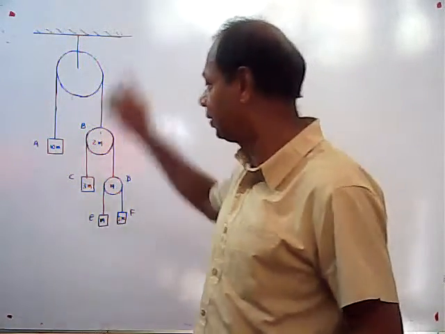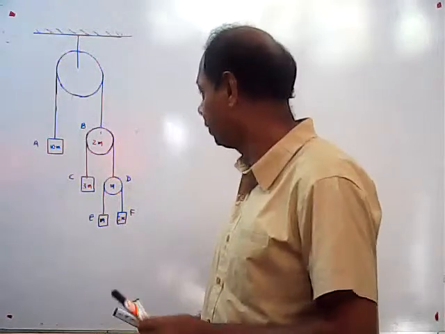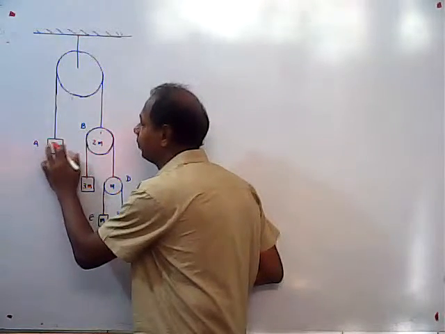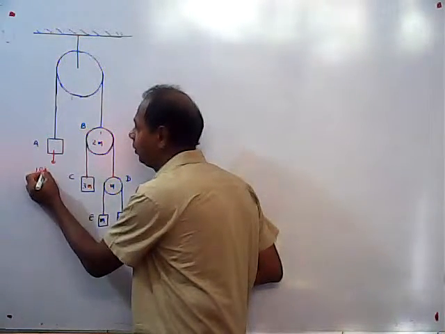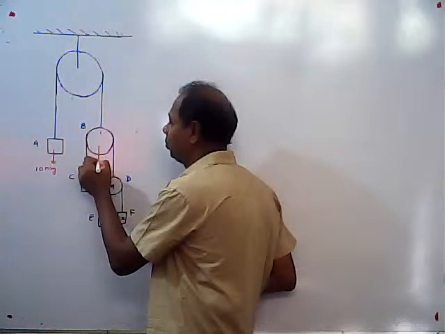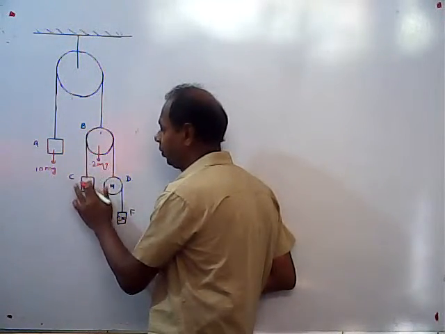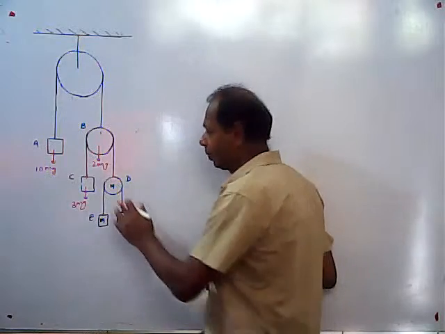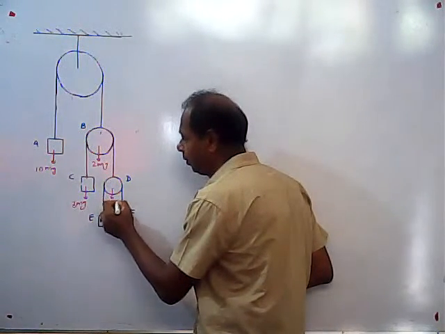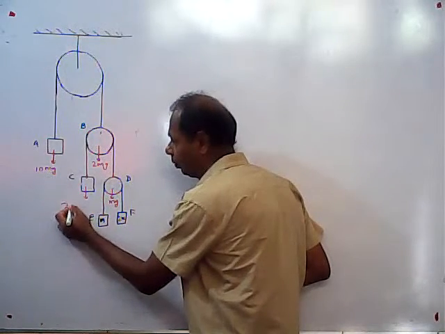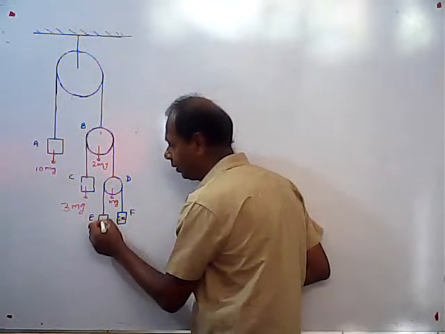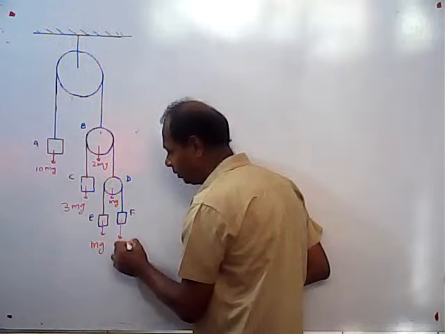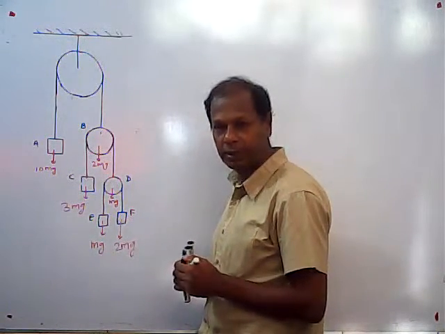forces and accelerations diagram, first we take the forces. We can mark weights: 10 mg, 2 mg, 3 mg, this one mg, this one the weight is again mg, this one has the weight 2 mg, right?